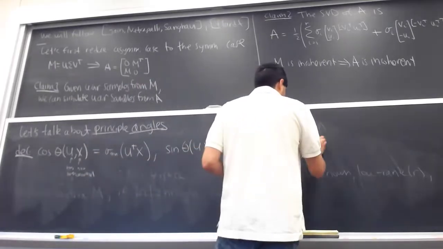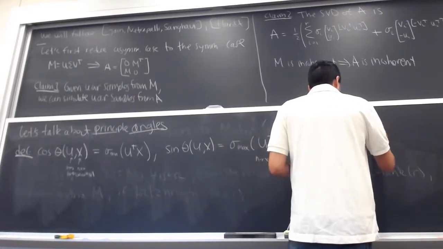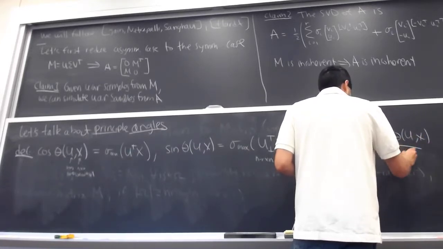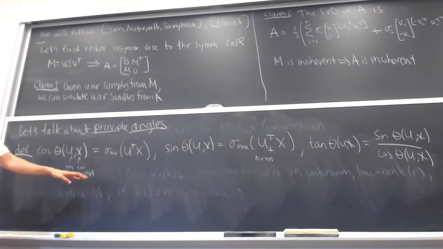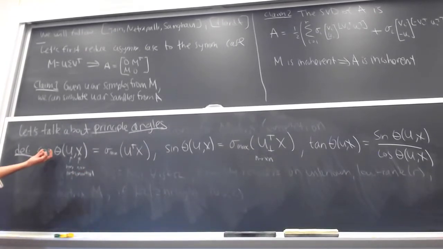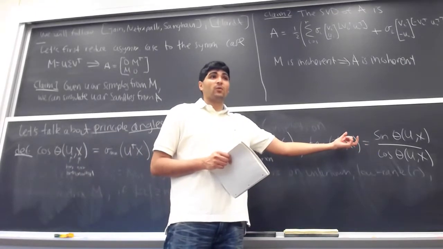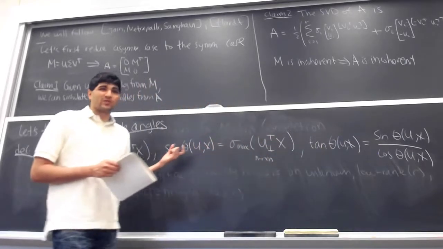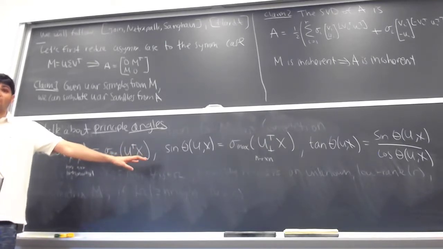And you can define tan theta of U, X in the usual way. These are our fundamental definitions for trigonometric functions of the principal angle. Of course, you can define the principal angle by taking the arc cos of this, or the arc sine, or the arc tan. The property which is not obvious at all, because these are not just angles of simple objects, is that these definitions are self-consistent. That's one of the magic things about principal angles: these things do work out. Not going to prove it.